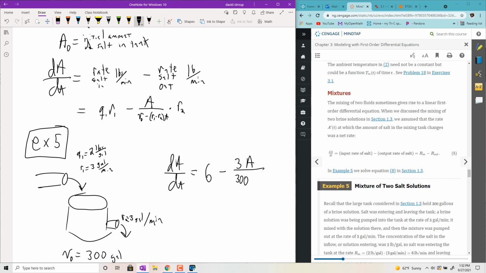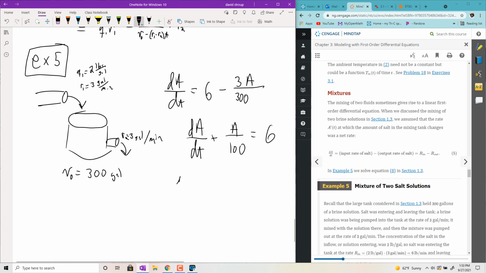Okay. We could change this thing into a linear equation by moving the 3A over 300 to the other side. I'm going to simplify that into A over 100. So it would be dA over dt plus A over 100 equals 6. And then we get an integrating factor. Mu will be e to the integral of 1 over 100 dt. So mu is e to the 1 over 100 t.